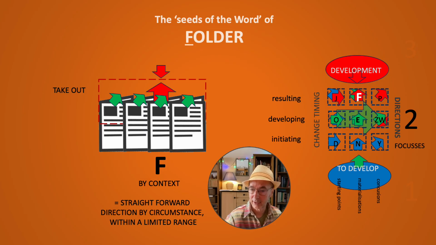So there is this initiating phase with D, N, and Y. We have the developing phase with O, E, Z, and W. And eventually the resulting phase, where the development is becoming clear in which direction it is really developing, or how it developed, or how it is able to develop. So the last three letters, G, F, and P, are about where it will land, where it will lead to, and in which direction it will lead.